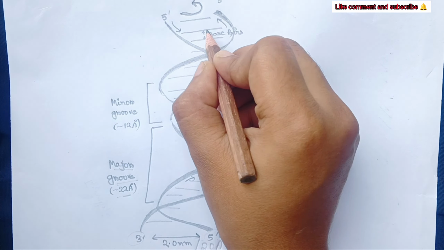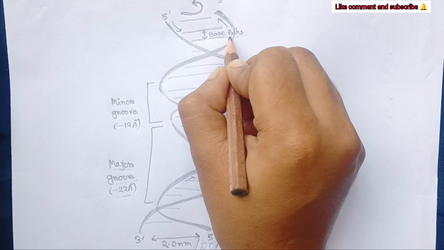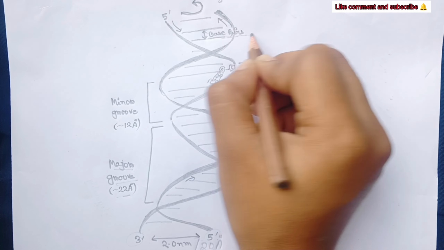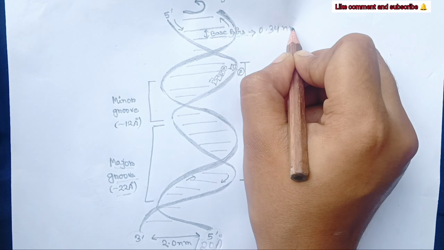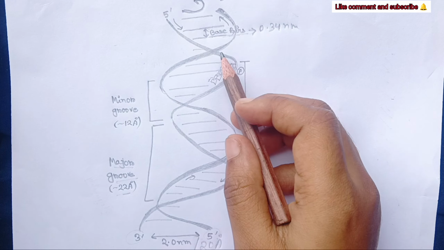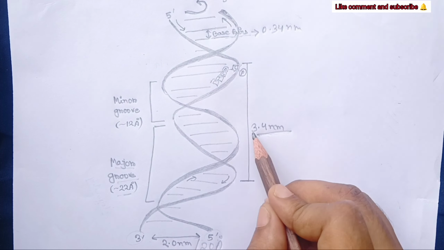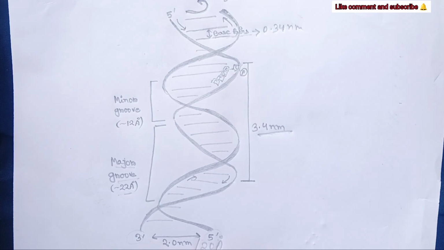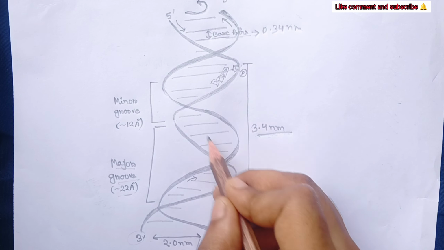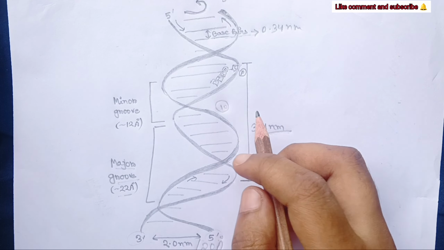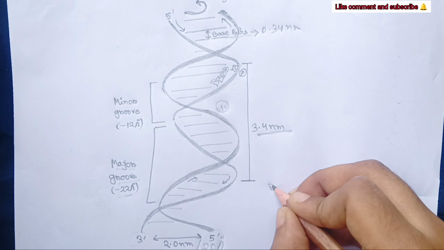And this is a base pair and this is a base pair, so the distance between two bases, called a base pair, is about 0.34 nanometer. And the distance of a complete helix turn from here to here is 3.4 nanometer. And from this helix to this helix almost 10 base pairs are present. So this is the overall structure of the DNA molecule.